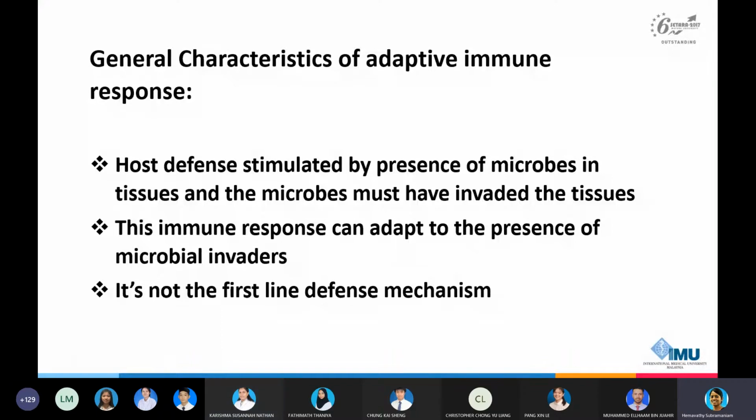For adaptive immune response, the host defense is stimulated by presence of microbes in tissues, and the microbe must have invaded the tissue. So although it is more effective in combating the pathogens, it has its own terms and rules and regulations, terms to be fulfilled. This immune response can adapt to the presence of microbial invaders, but it's not the first line defense mechanism.